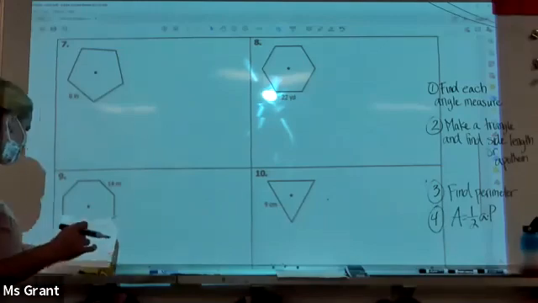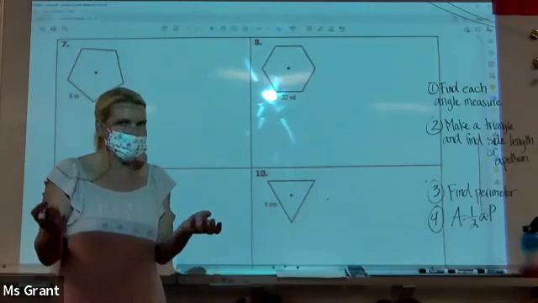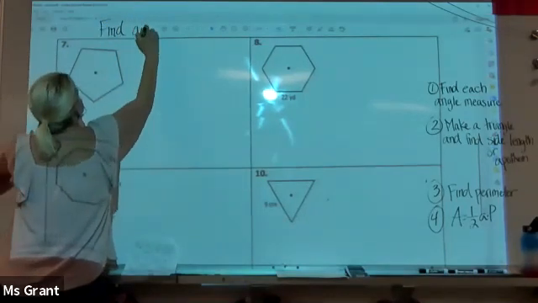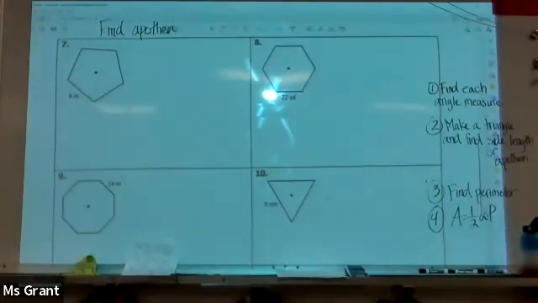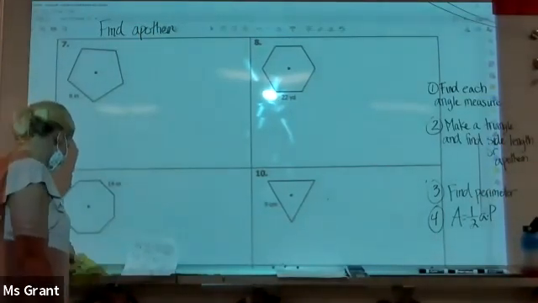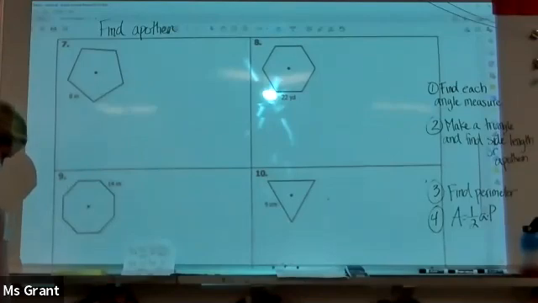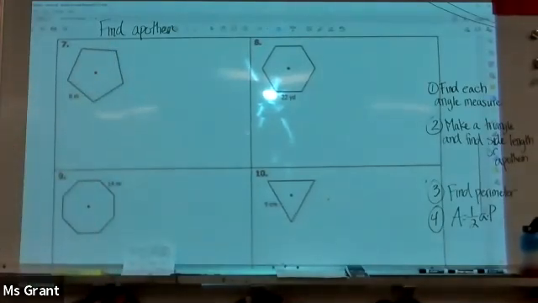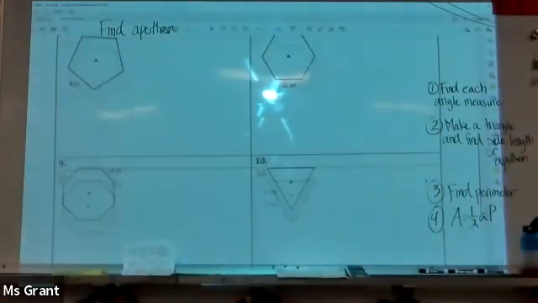I'm only given a side length. I still need to know the angle measure. I still need to do trigonometry to find my now apothem. I'm finding my apothem. Okay. It's a pentagon. I'm going to scroll up because I actually need more space for number 10. I'm just going to do it now.